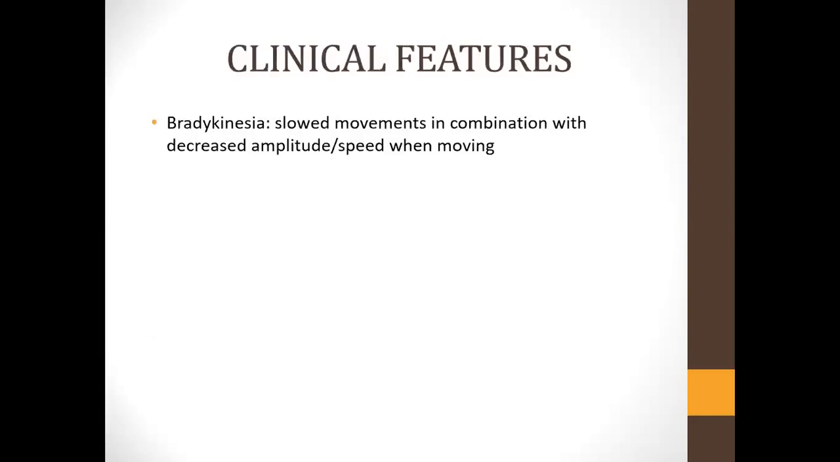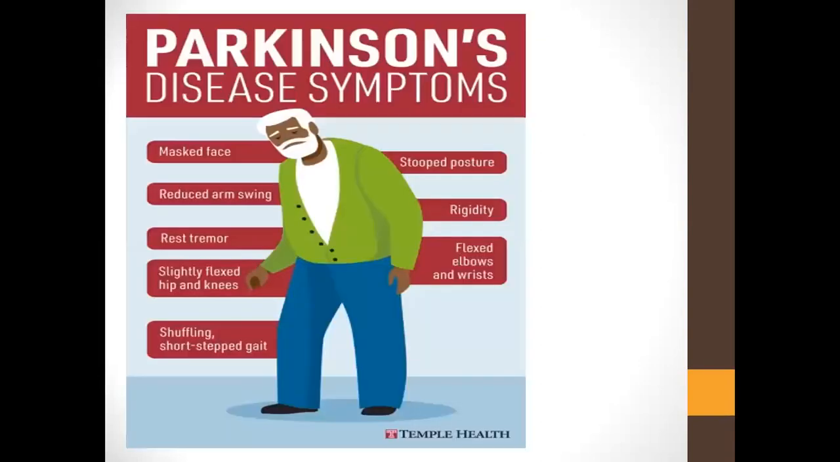Clinical features include bradykinesia, which is slow movement in combination with decreased amplitude and speed when moving, resting tremors, cogwheel rigidity, postural instability, and shuffling gait. So this is the patient with Parkinson's. As you can see, he has a mask face, stooped posture, and is rigid. He complains of reduced arm swing and resting tremors. If you look at him, he has slightly flexed hips and knees, shuffling gait, and flexed elbows and wrists.